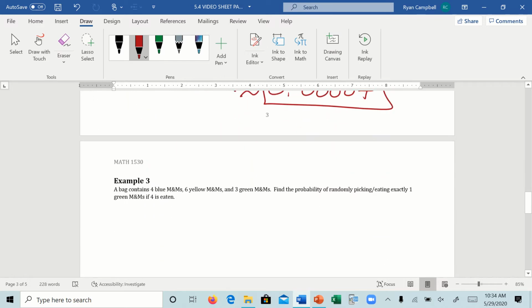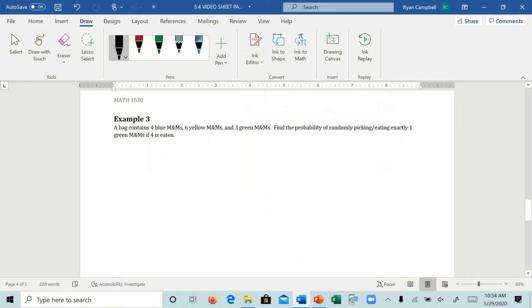Number 3. So a bag contains 4 blue M&Ms, 6 yellow M&Ms, 3 green M&Ms. Find the probability of randomly picking and eating exactly 1 green M&M if 4 are eaten. All right. So 1 green M&M out of 4.